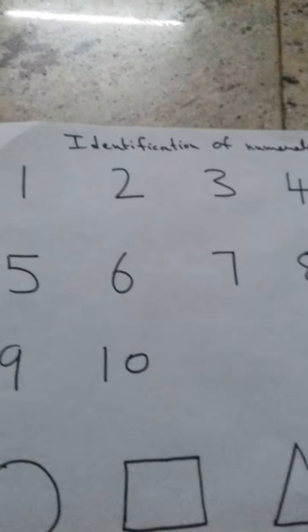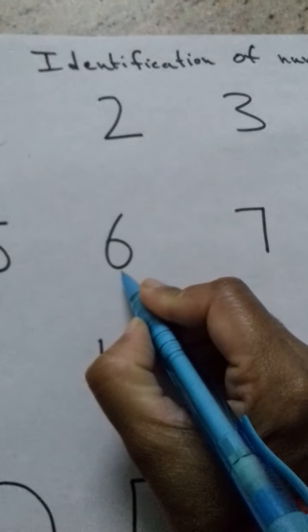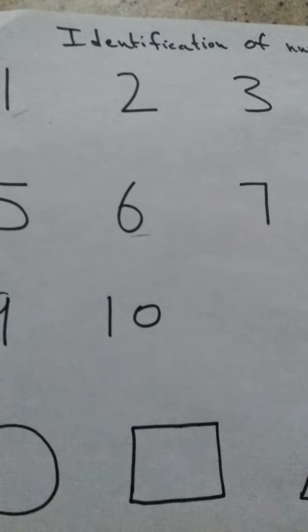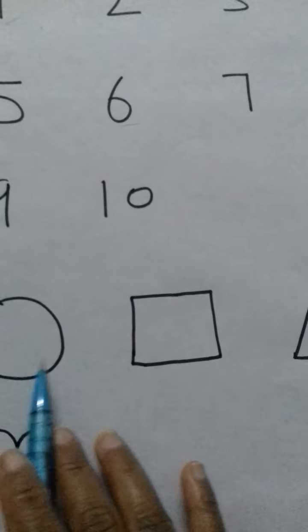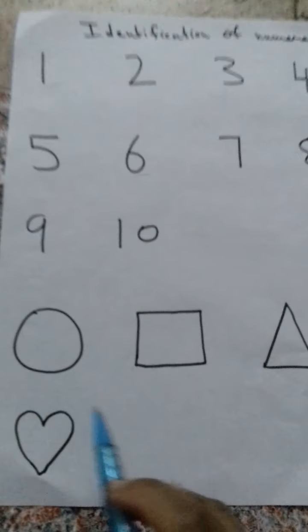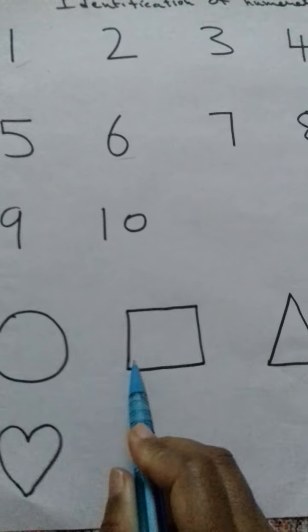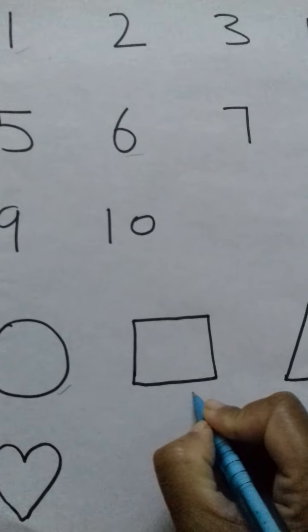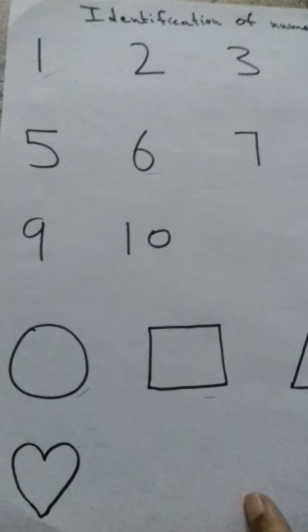Then comes your numbers from 1 to 10. Same way, ask the child to identify the number. If the child identifies, put a tick, otherwise put a dash, so that you will get an idea of how much the child recognizes or identifies. Then the same thing with the basic shapes also. Circle, square, triangle, heart. Just put a tick, otherwise put a dash if the child does not identify.